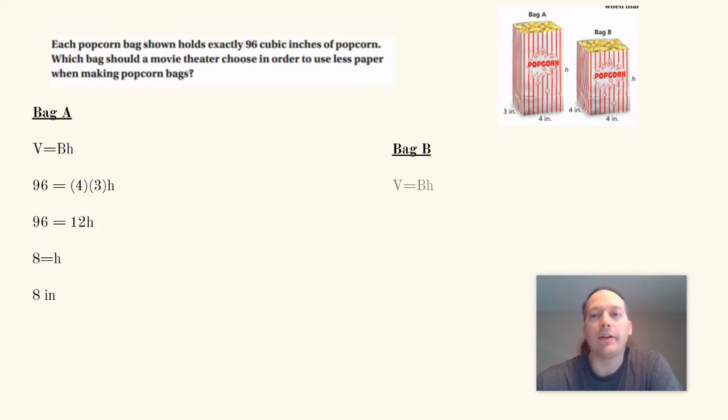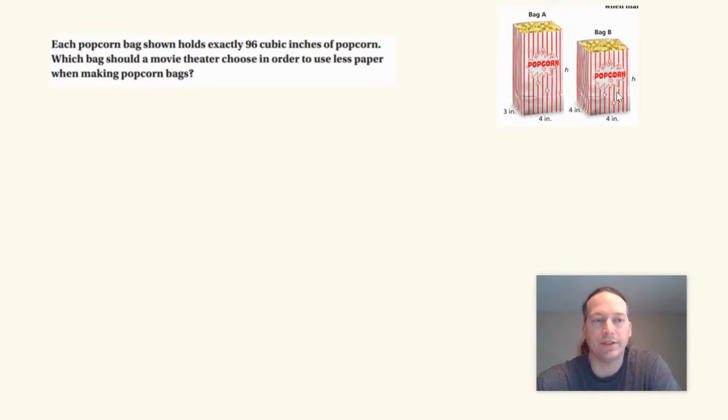Okay. Bag B, same thing. Instead, we just plug in a 4 here instead of a 3. Divide 16 by both sides, and the height is 6 inches. So A has a height of 8 inches, B has a height of 6 inches. So to figure out how much paper we use, we need to find the surface area.